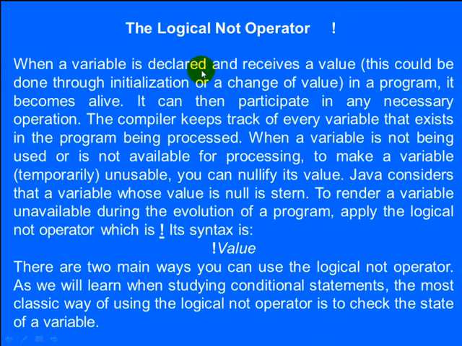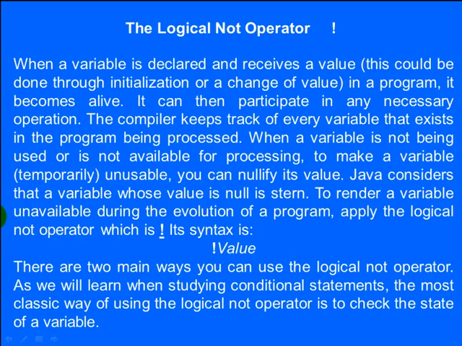When a variable is declared and receives a value in a program, it becomes alive. It can then participate in any necessary operation within the program. The compiler keeps track of every variable that exists in the program being processed. When a variable is not being used or is not available for processing, to make a variable temporarily unusable, you can nullify its value. Java considers that a variable whose value is null is stun.